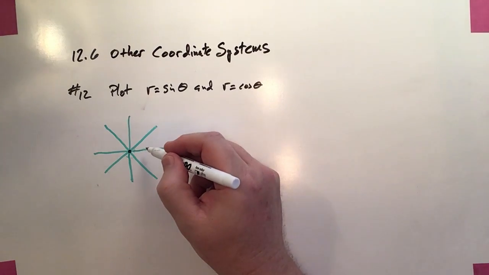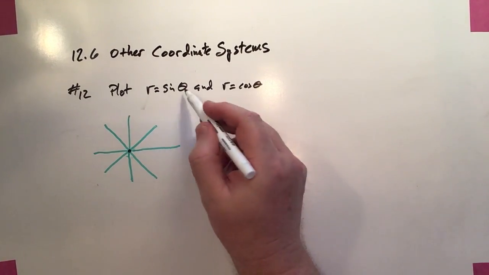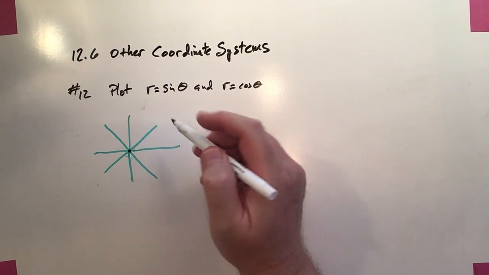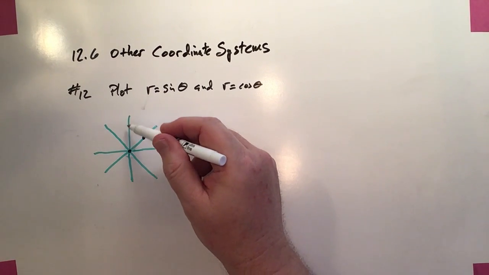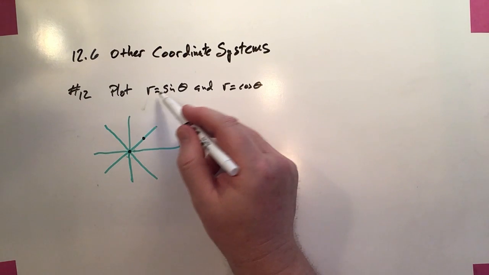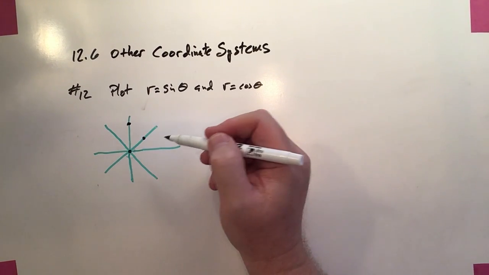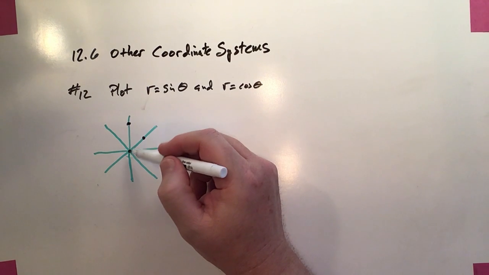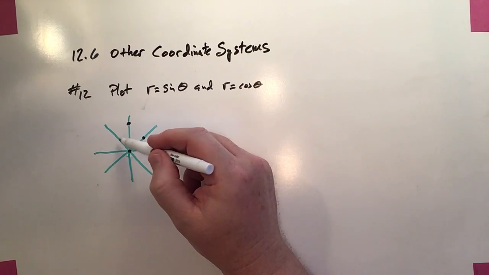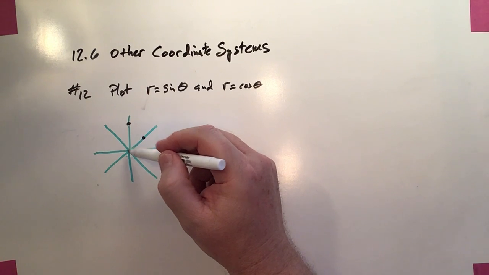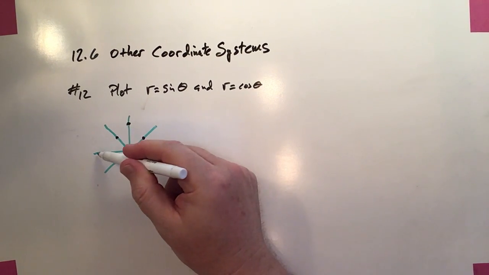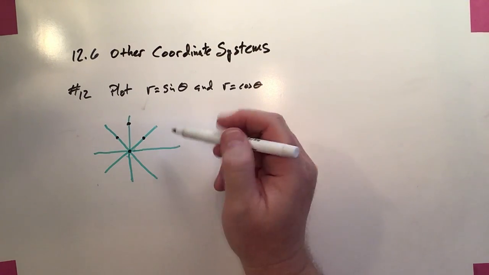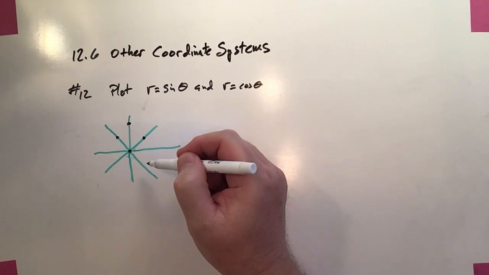Now we rotate through 45 degrees. This would be pi over 4. The sine of pi over 4 is radical 2 over 2, about 0.7. Next, we'll be up at pi over 2. The sine of pi over 2 is 1. So we're up here at 1. Next is going to be 3 pi over 4, and we're back at radical 2 over 2, which is positive 0.7. And then finally, we're all the way over here at 180 degrees. We're at pi, and the sine of pi is 0, so we're back to the origin again.